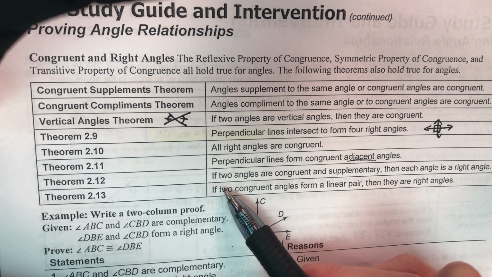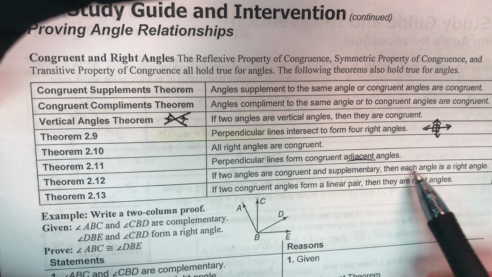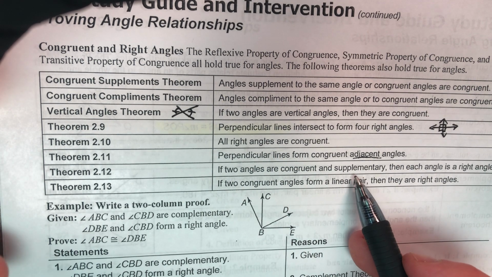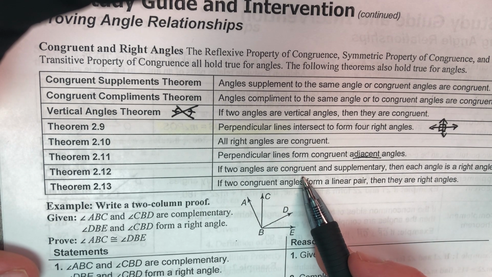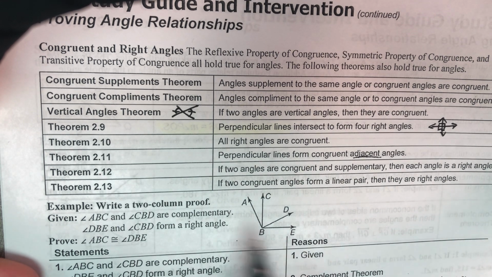Theorem 2.12. If two angles are congruent and supplementary, then each angle is a right angle. So if you know that they add up to 180 and they're the same as each other, they have to be 90 each. 90 plus 90 equals 180.